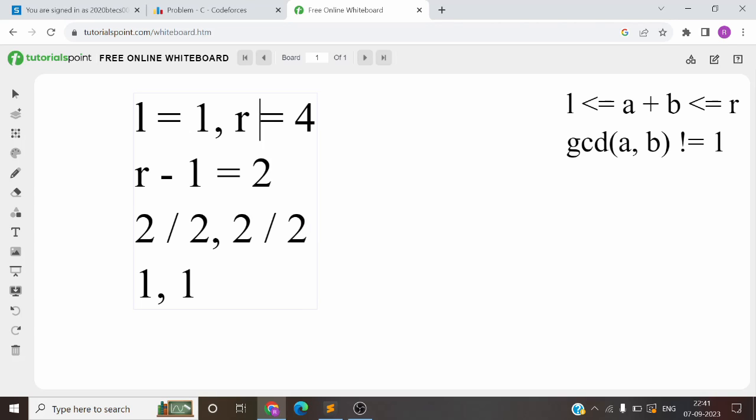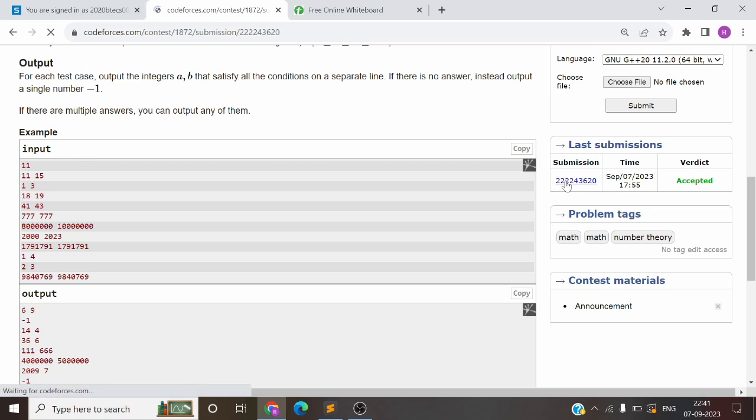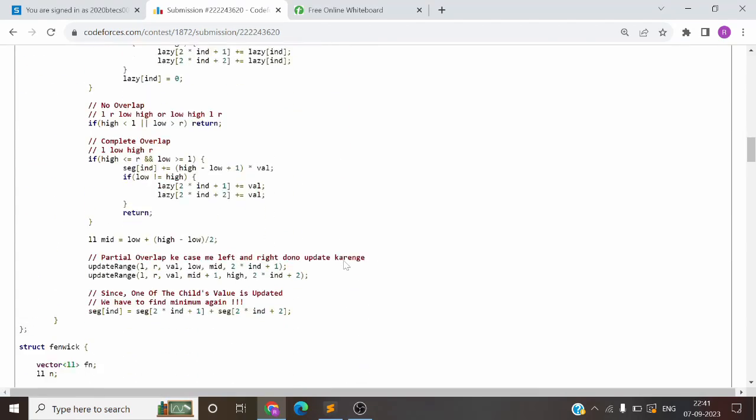Suppose R is 4 or anything greater than 3, you are definitely going to get an answer, unless L and R are the same. And if L and R are the same, then just check whether it is prime or not. So I will again show you the solution that I coded during the contest.